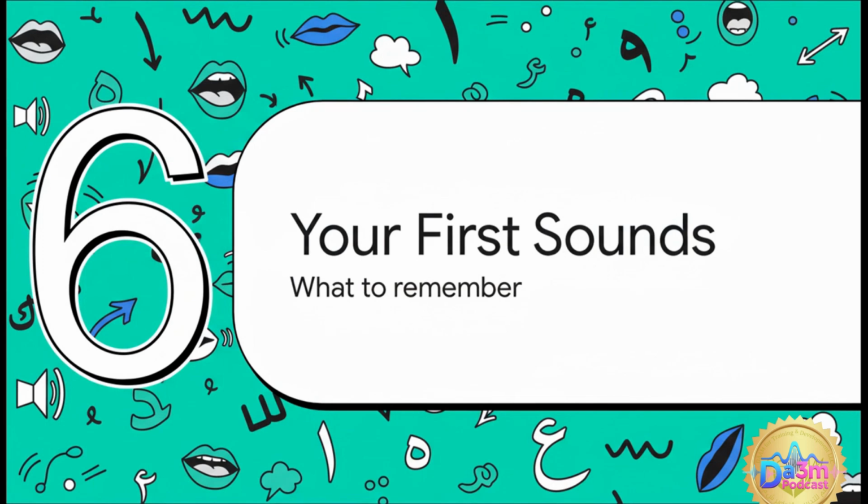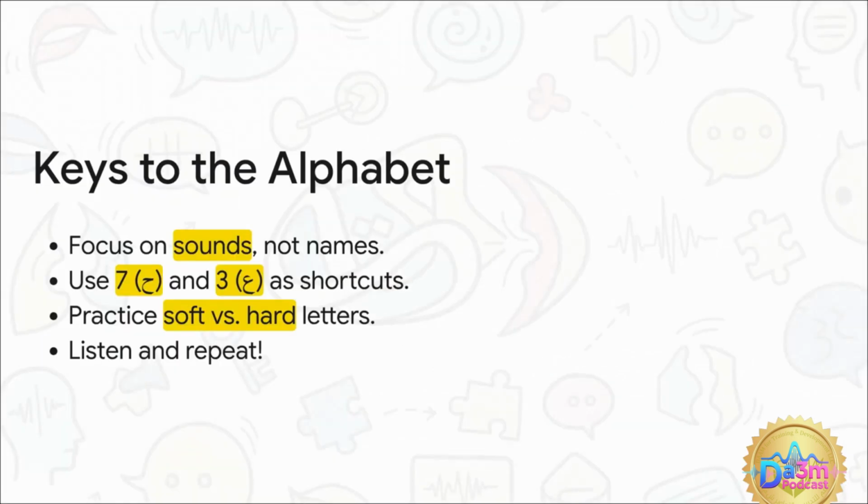Okay, deep breath. I know that was a lot, but you've just absorbed some of the biggest concepts in Arabic pronunciation. So let's just nail down the key things to remember from all this. So here are your keys to the kingdom. Number 1, always focus on the sounds, not the names, just for now. Number 2, use those Franco-Arabic numbers, 7 for ha and 3 for ain, as your secret weapon. Number 3, practice telling the difference between those soft sounds and the big, deep, hard sounds. And most importantly, listen to native speakers and repeat, repeat, repeat.